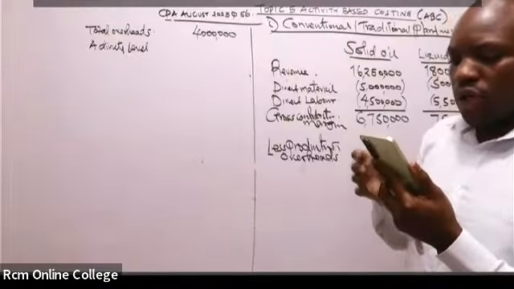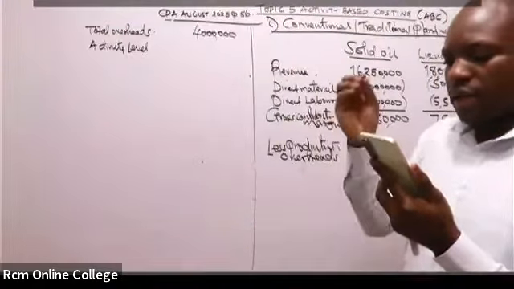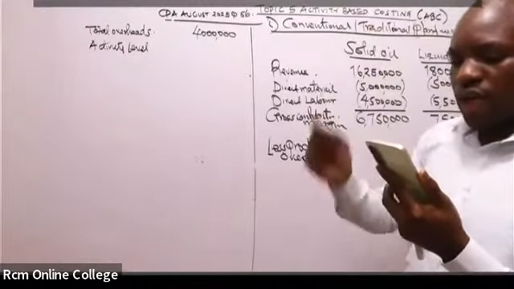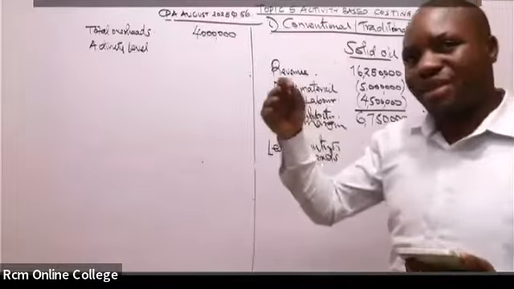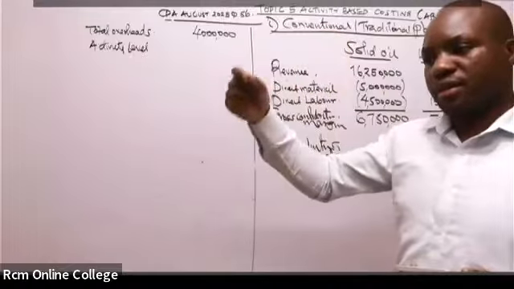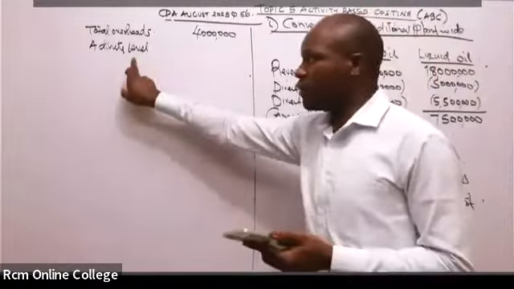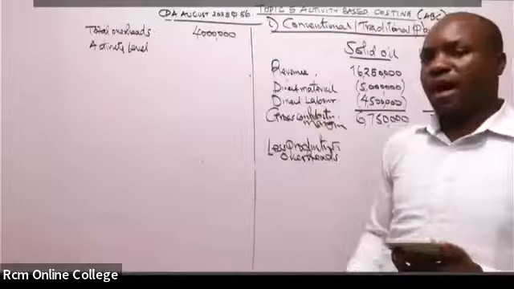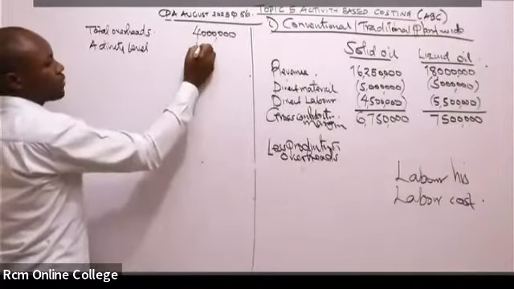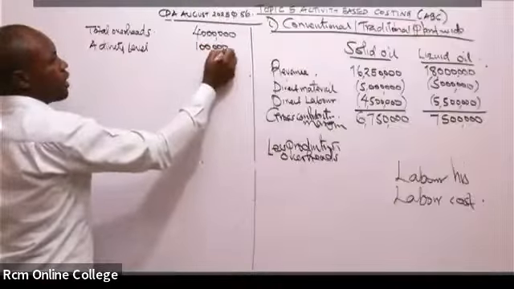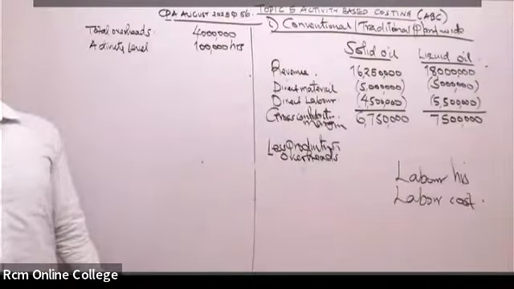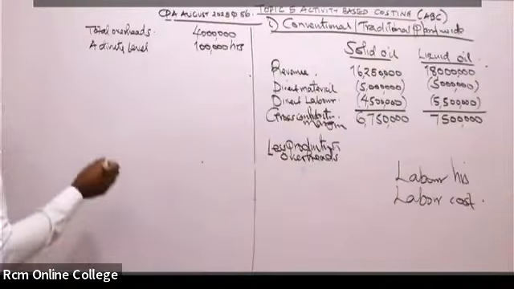We are told the company currently operates an absorption costing system using a conventional direct labor hours basis, not labor cost, direct labor hours basis. So our activity level or cost driver is labor hours. And you have been able to see the budgeted labor hours is 100,000 hours.